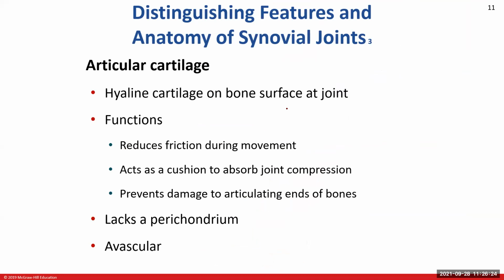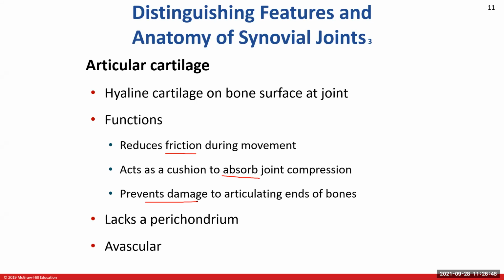All right, so we've talked about articular cartilage, or you've read about it and learned about it in chapter 7. We saw that it's on the surface of the joint, and its job is to reduce friction, act as shock absorption, and by doing so, it helps to prevent any damage to the ends of the bone that are involved in the joint.